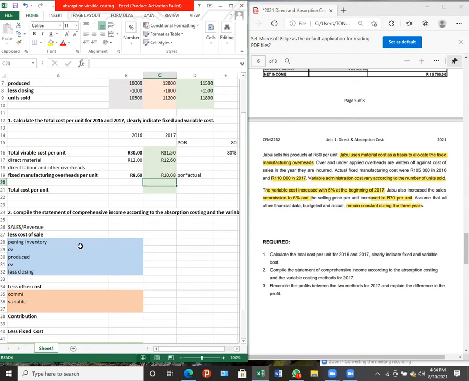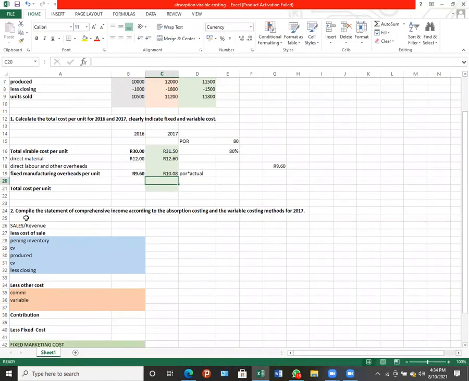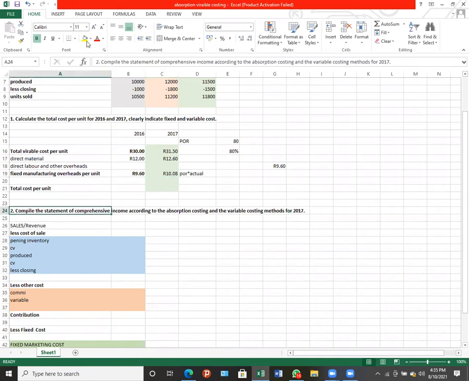Now we are going to complete the statement. Let's complete number 2. We are required to compile the statement of comprehensive income using the absorption costing and the variable costing method. I would like to highlight something here, this is very important. Please mute your mic if you are not giving us an answer.